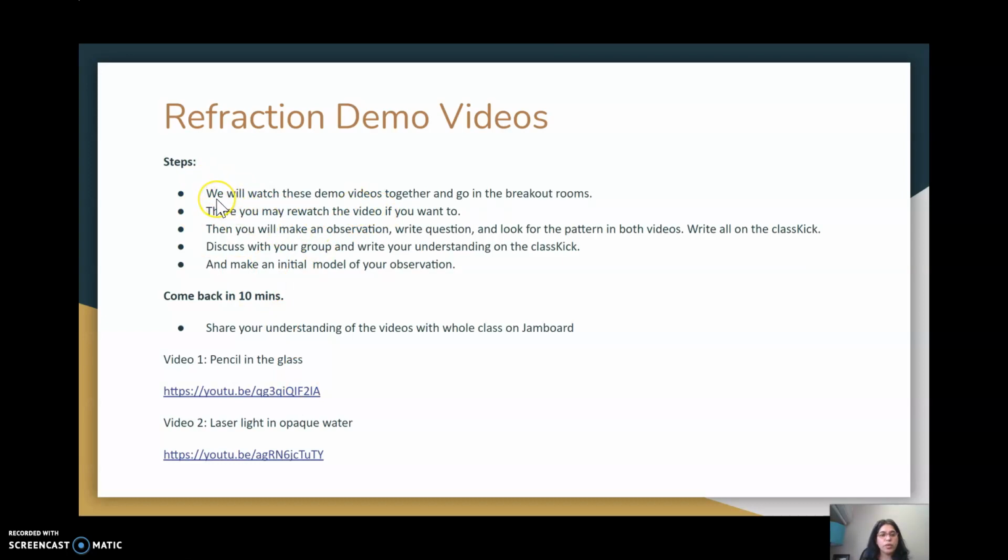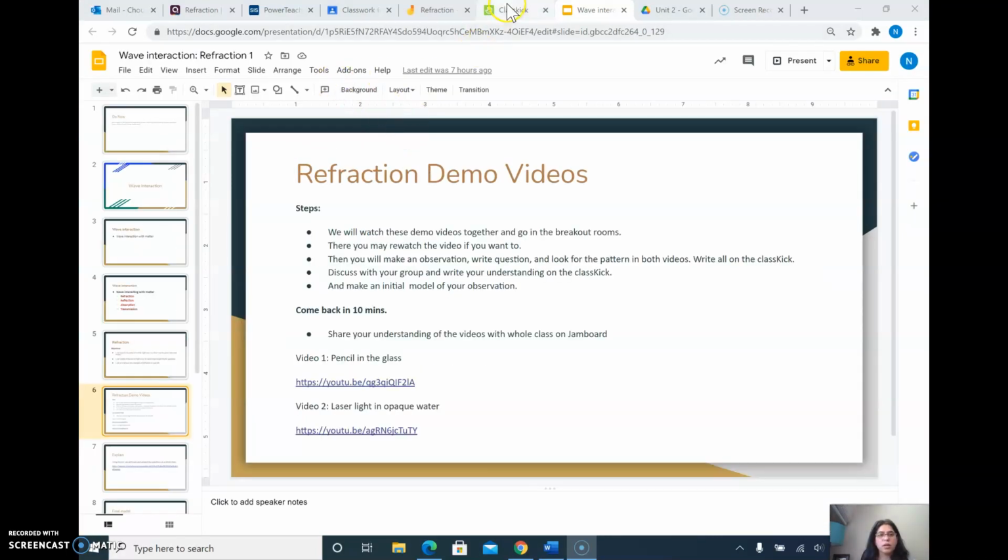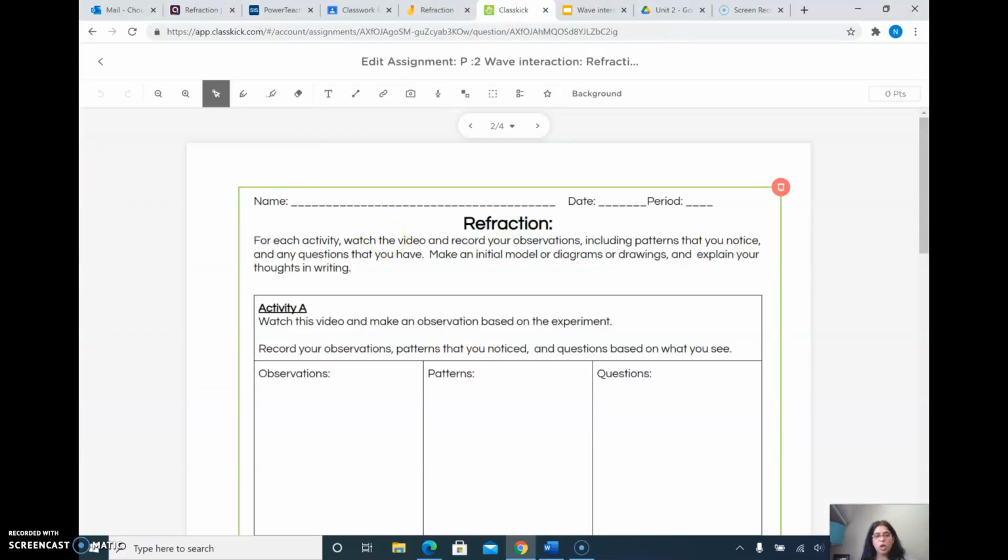What we are going to do is, first of all, watch the video together as a whole class, then you will go into breakout rooms. There will be the same breakout rooms as yesterday, so I'm not switching people this time. You can watch this video in your breakout room too, so you have access to it. After watching the video, you will write your observations, any questions, and any patterns you see on your Classkick assignment. So this is here.